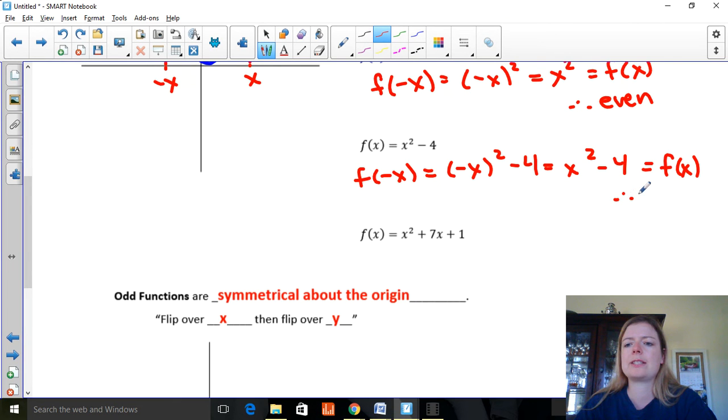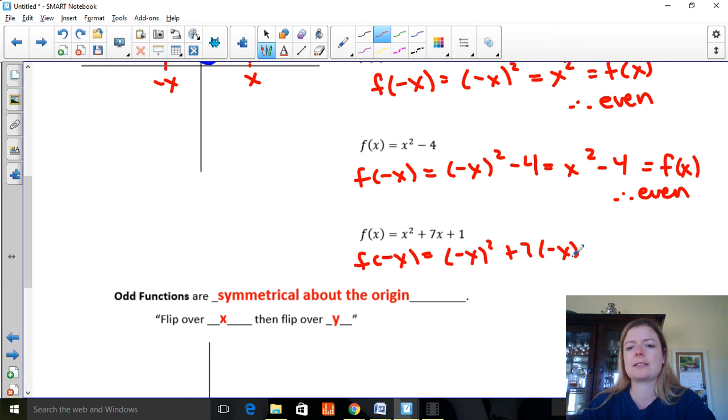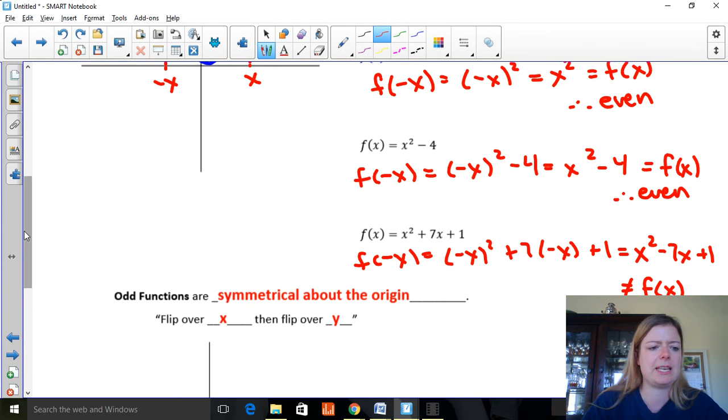So therefore, it's an even function. But what about this guy? So let's put in f at negative x. I get negative x all squared plus 7 times negative x plus 1. So that gives me x squared, good so far. Oh, but negative x times 7 is minus 7x plus 1. So that does not equal our initial function. So therefore, it's not an even function. Okay, so that's how you check if something's even.